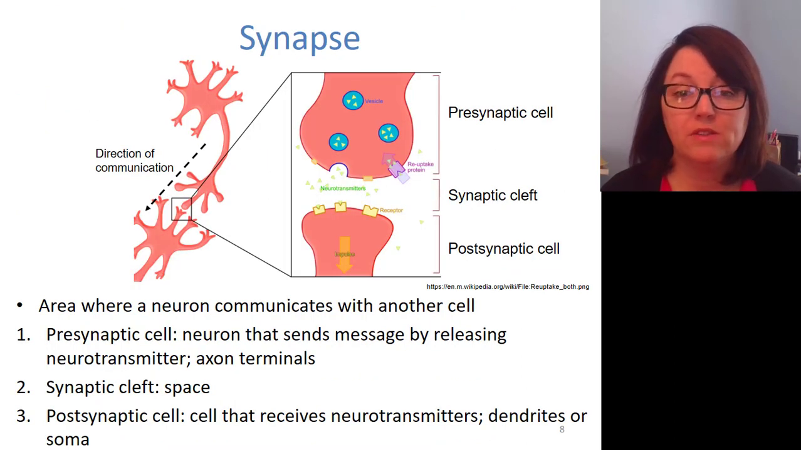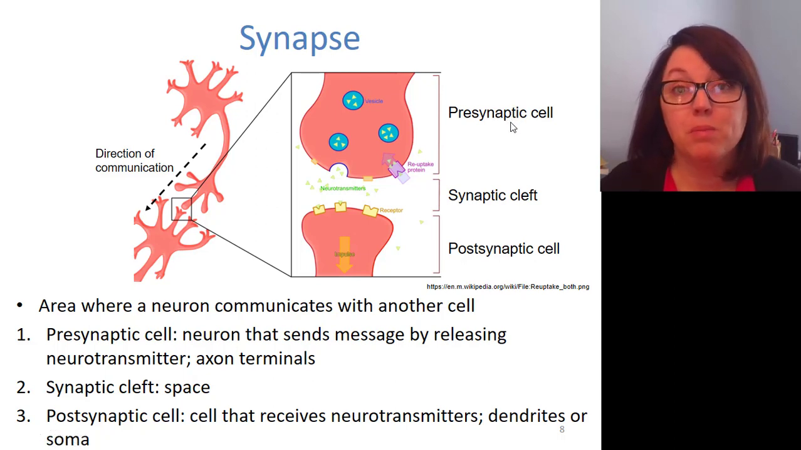So taking a closer look at a synapse, again, this is where one neuron communicates with another neuron. If you look at the picture here, we have neuron number 1, and it wants to communicate over here with neuron number 2. Looking closer at the connection piece between the two, this is going to be the axon terminal of one neuron, and this will be the dendrite, which is the receiving end of another neuron. So this would be the axon terminal here of our presynaptic cell.